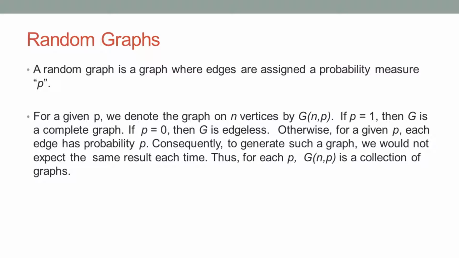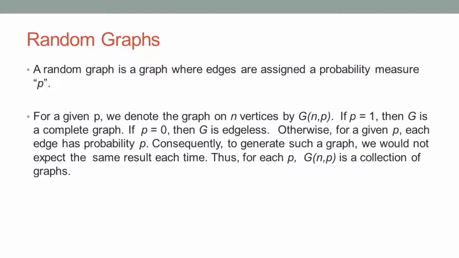Of course, if p is equal to 1, that means every edge has probability 1, or a 100% chance of being there. So if p is equal to 1, we have the complete graph. And if p is equal to 0, we have the empty graph. And for all values between 0 and 1, some edges are there and some are not.